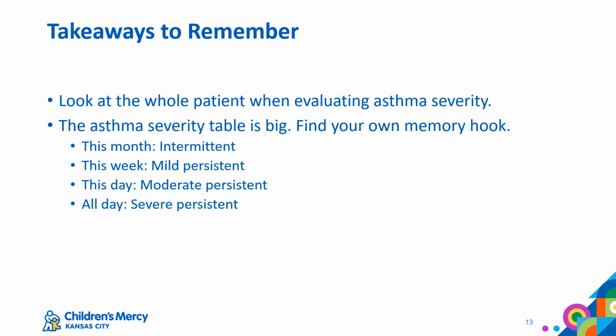If you can't memorize it all, find a memory hook that works for you. I find the below memory hook about SABA use helpful. This month, this week, this day, all day. If your patient is needing their SABA monthly, their asthma is likely intermittent. If they're needing it weekly, it's likely mild persistent. If they're needing it daily, it's likely moderate persistent. And if they are needing it all day or multiple times throughout the day, it's likely severe persistent.